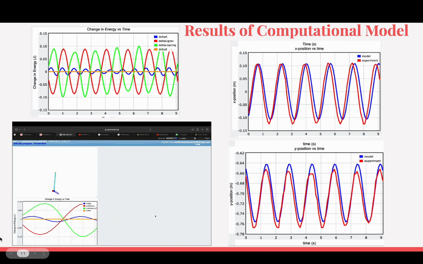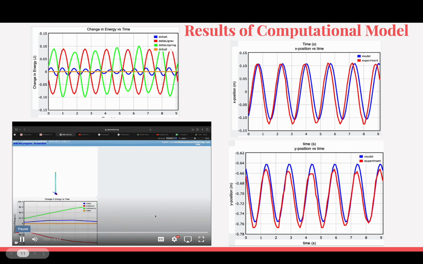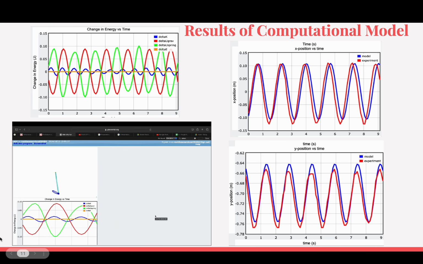Here are the video and graphical results of my computational model. The graph on the top displays the change in energy versus time of the various energies occurring within the oscillating motion. The two graphs on the right compare the computational model, which is the predicted motion, in blue, and the experiment model, which is the observed motion, in red.